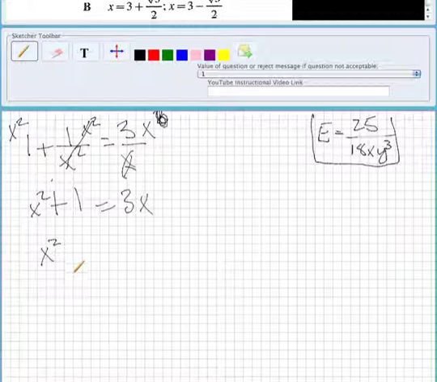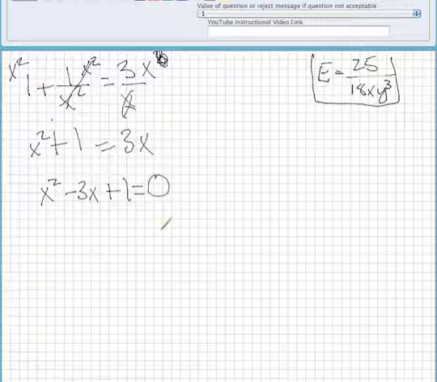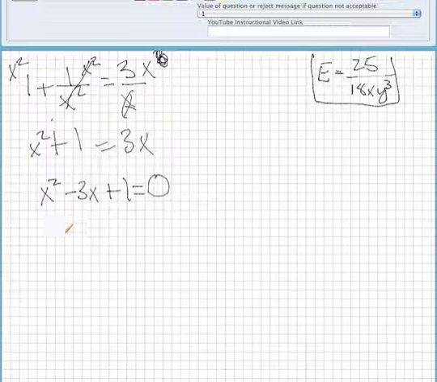So now what we do is we want to solve this quadratic equation. We're going to minus 3x from both sides and set it equal to 0. So this is what we have right here. Now, what we see here is that we're not going to be able to factor this equation. So what we want to do is put it into the quadratic formula.